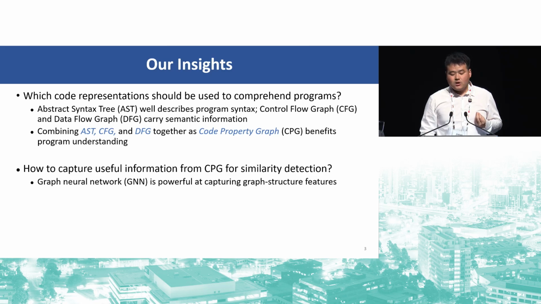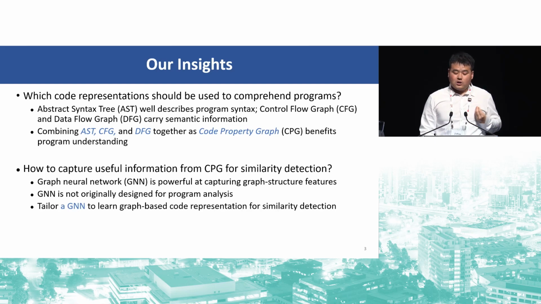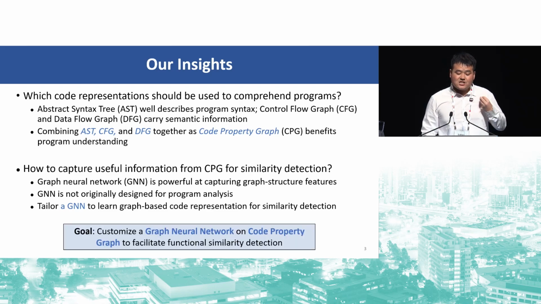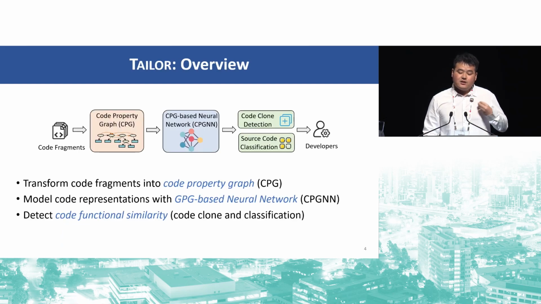The second research question is how to capture useful information from the code property graph for similarity detection. We find graph neural network is powerful at capturing graph structure features. However, graph neural network is not originally designed for program analysis. So, tailoring a graph neural network to learn graph-based code representation for similarity detection is promising. Our goal is to customize a graph neural network on code property graph to facilitate functional similarity detection. Based on this, we propose Tailor to learn graph-based representations for similarity detection. This is the overview of Tailor.